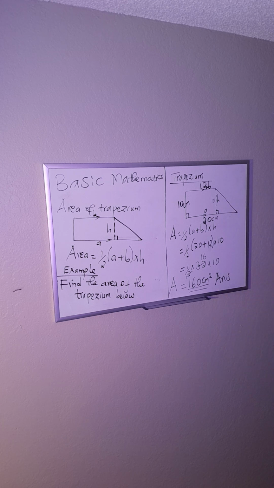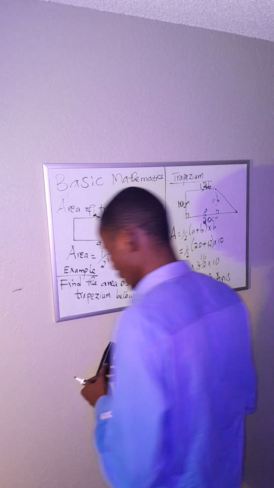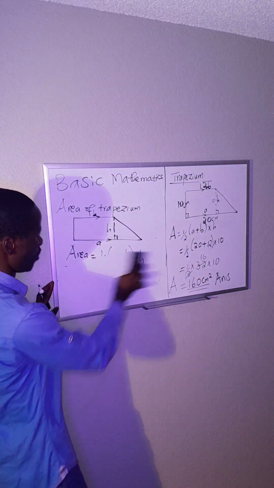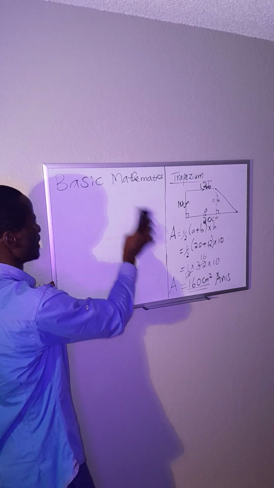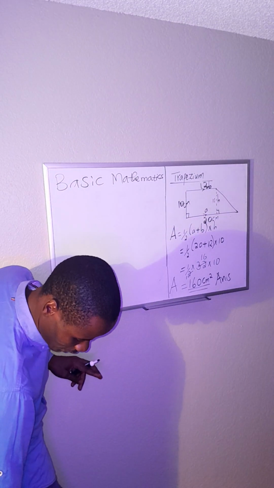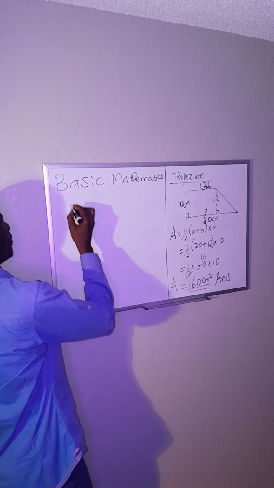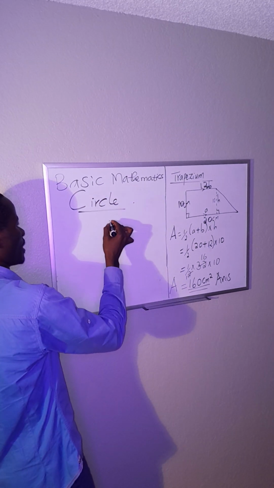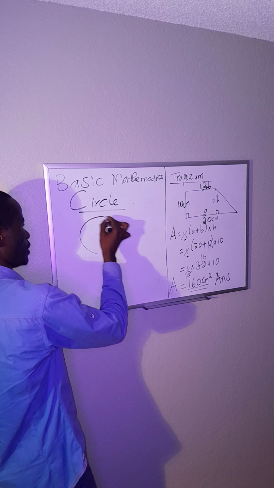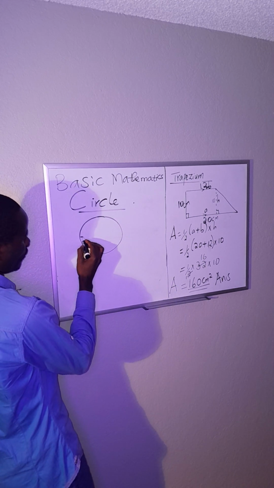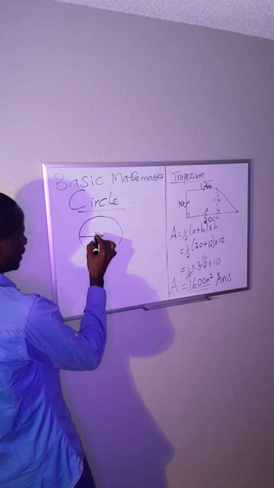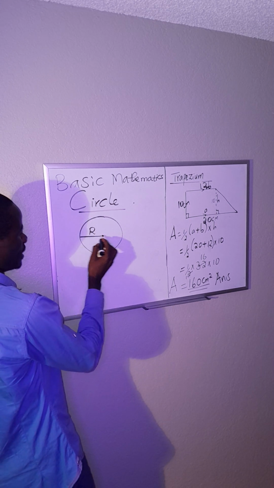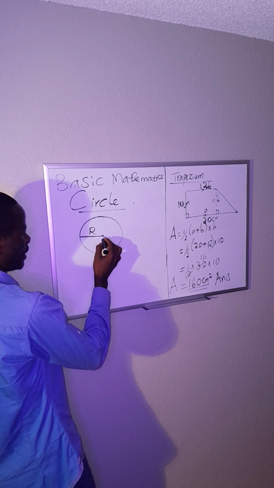The next shape that I want to take you through is what I'm calling a circle. I'll also teach you how to find the distance around it, and also how to find the area of a circle. So a circle is our next common shape. A circle is a round object. The distance from here up to the center, I term it as the radius. So that is the radius.